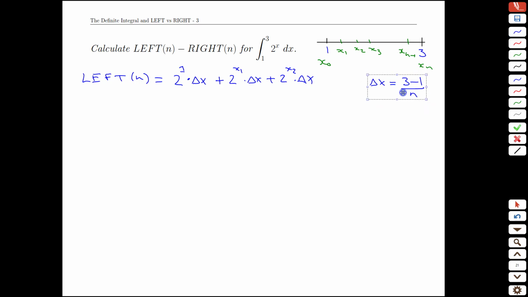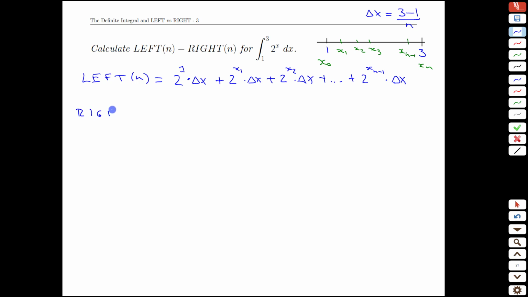And then we'd have 2 to the x2 and delta x. I'm just going to move this up out of the way for a moment. We'd have a bunch more terms, and then the last term we would use would be 2 to the x sub n minus 1 times delta x. On this last interval, we would use this point to get our height.